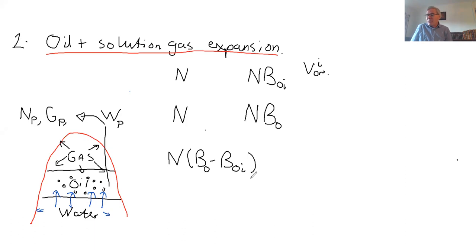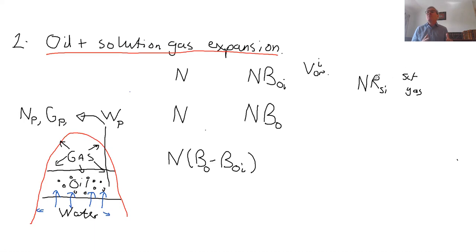Aha. That's because we've missed out a term, because there's another thing that happens. We've also got solution gas. So initially, all of the solution gas dissolves in the oil. But here, not all of the gas has dissolved. The way of thinking about this is, imagine I take all the oil and I bring it to the surface. I have N stock tank barrels of oil, but I also have N R_si standard cubic feet of gas. And that's just the definition of the solution gas oil ratio.